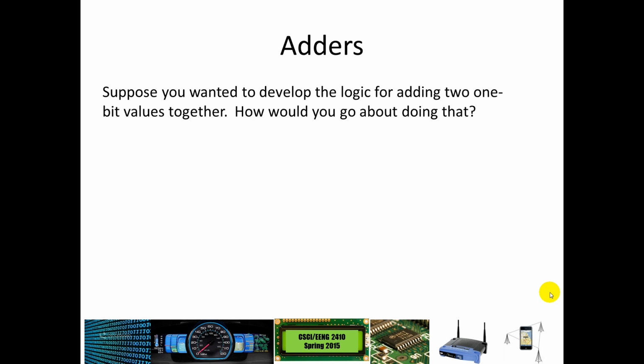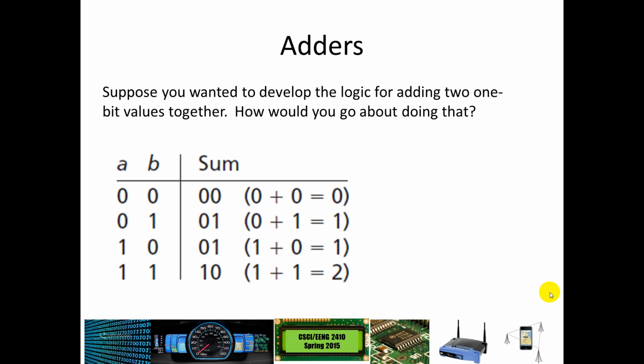If we think about adding just two 1-bit numbers, let's say we have the 1-bit number A and the 1-bit number B, as you see here. A can go 0 to 1, B can go 0 to 1, so therefore the sum can be either 0, 1, or 2, depending upon the values of A and B.